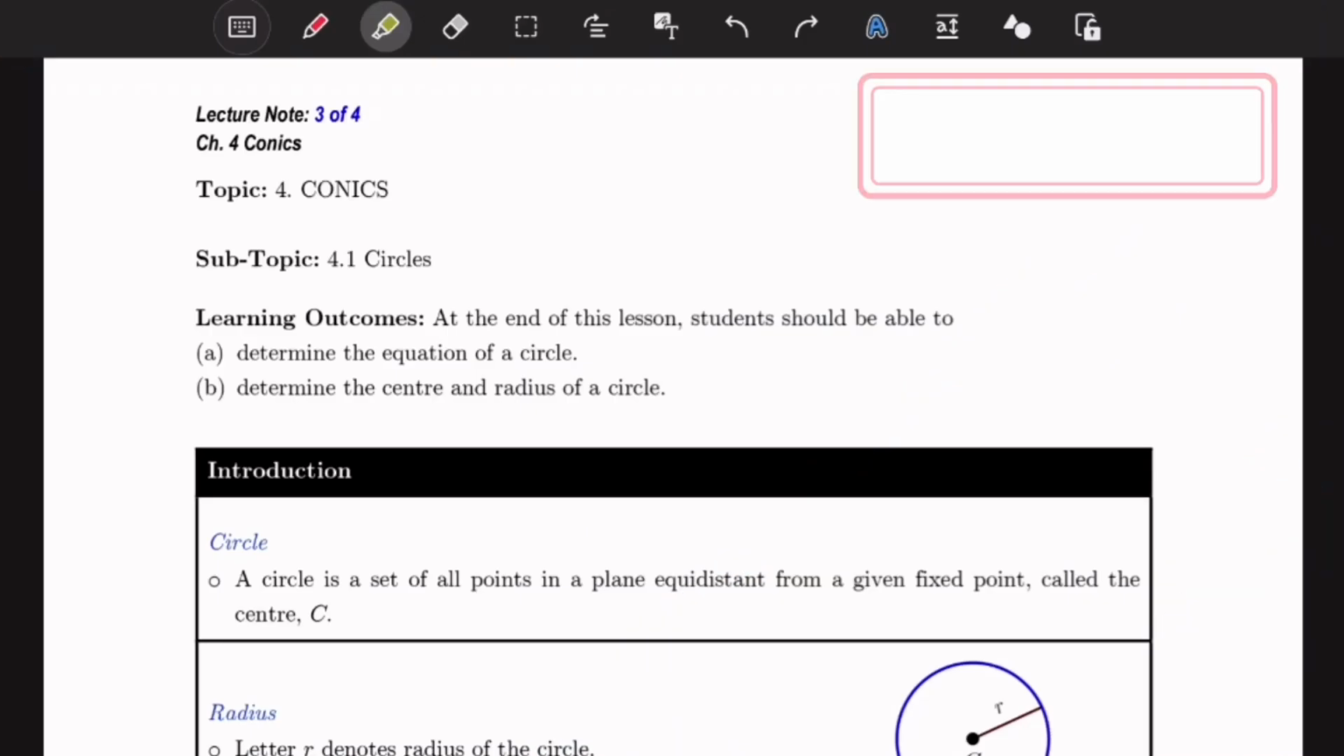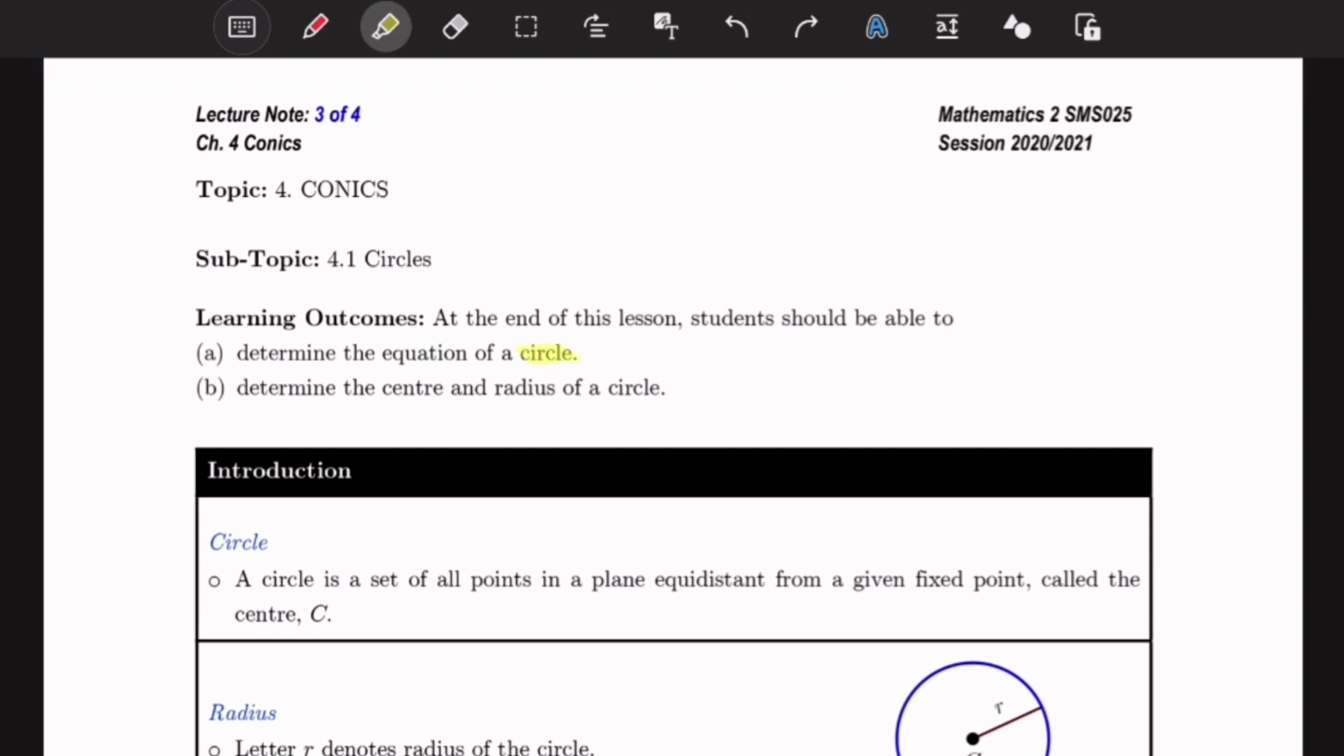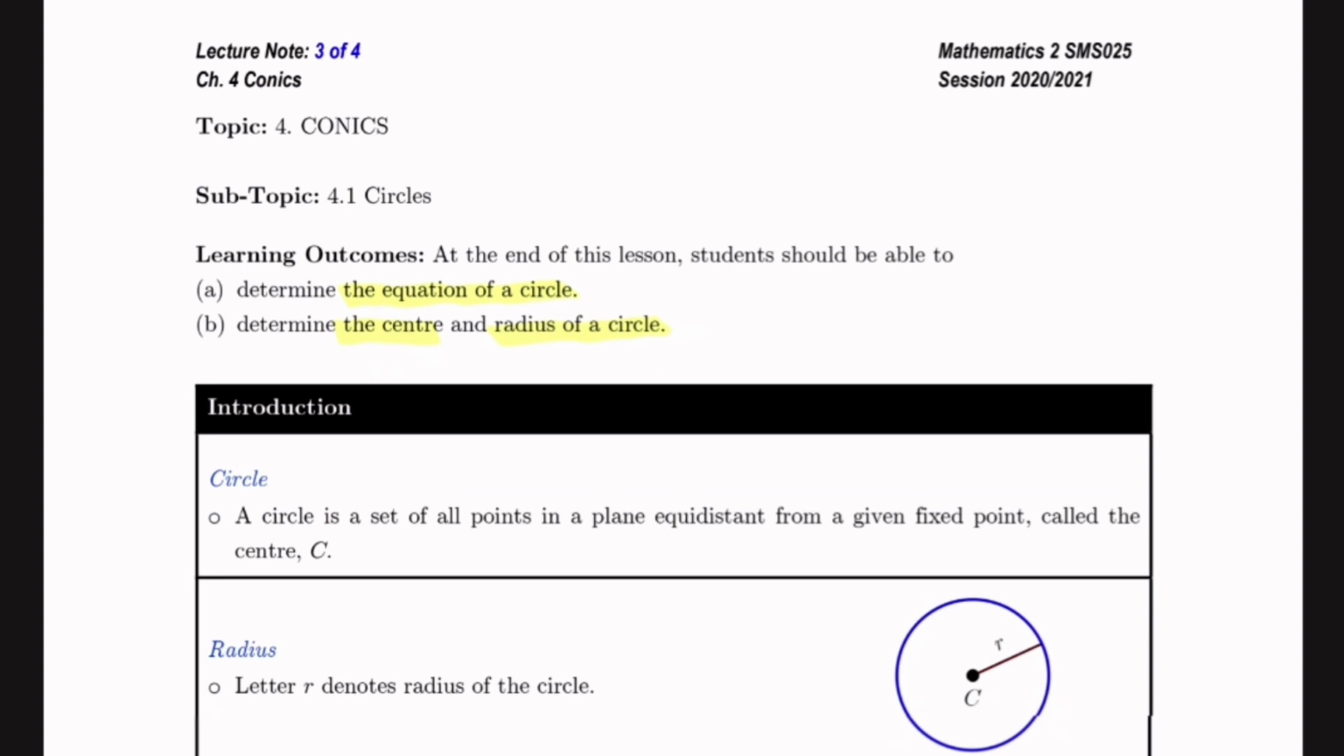Hi there, in this video we are going to discuss circles. Let's look at the learning outcomes first. At the end of this lesson, students should be able to determine the equation of a circle. Second, determine the center and radius of a circle. A simple introduction.